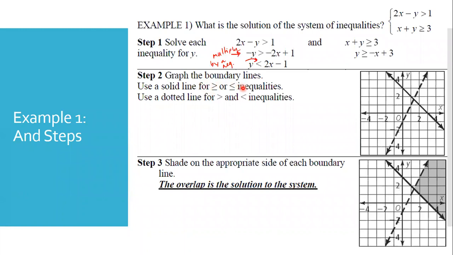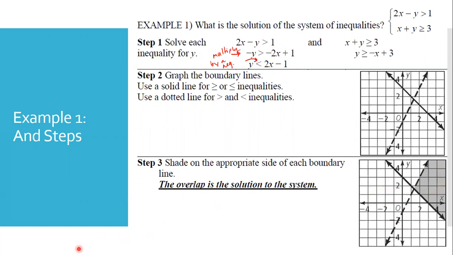And then we call them boundary lines. So you graph the boundary lines. If it's a greater than or equal to, or a less than or equal to inequality, then it's going to be a solid line. If it is greater than or less than, then it's going to be a dotted or dashed line, whatever you want to call it. Then you shade on the appropriate side of each boundary. You can't see it on the copy because for some reason all my shading did not show. But where they overlap is your solution, and that's the piece you want to make the darkest.